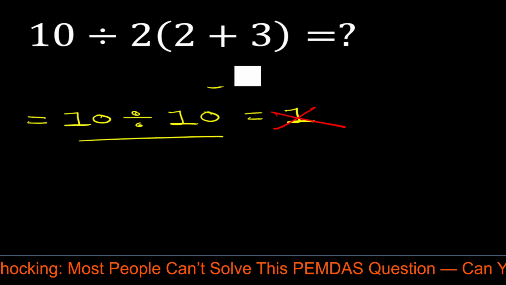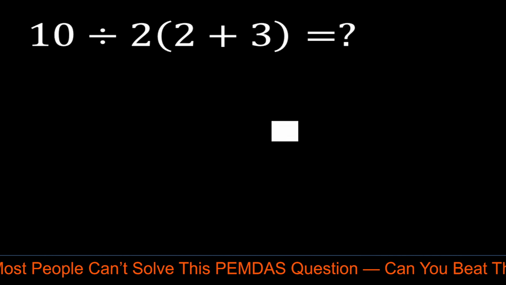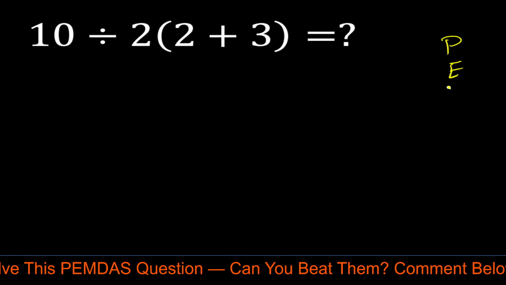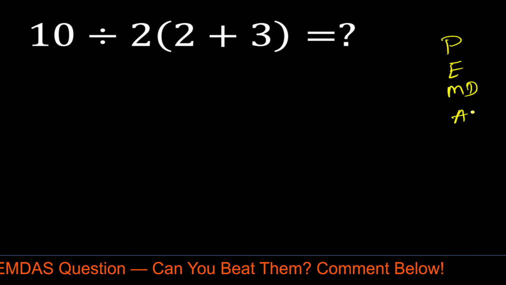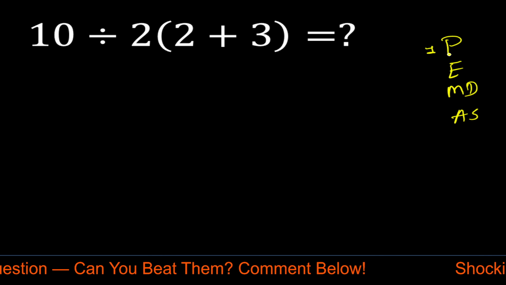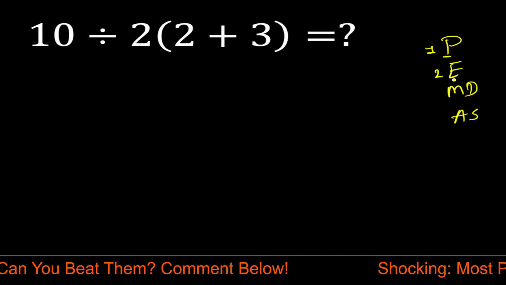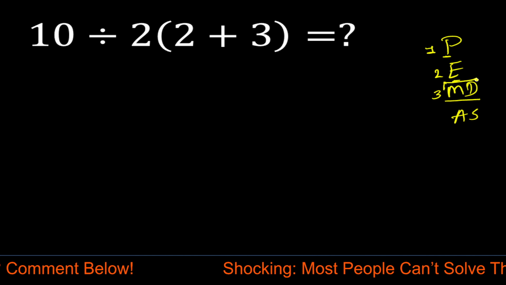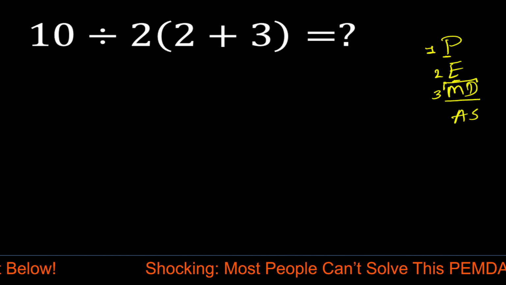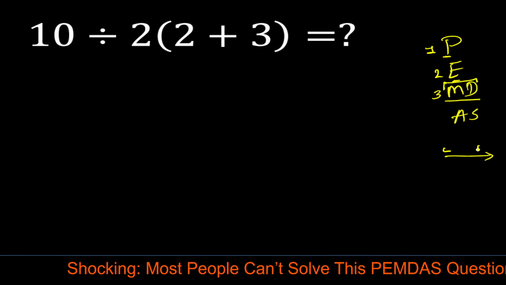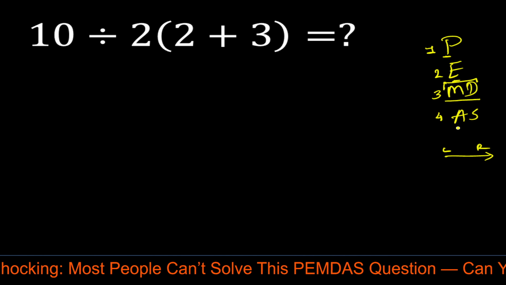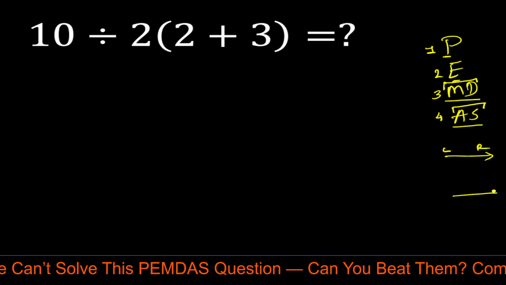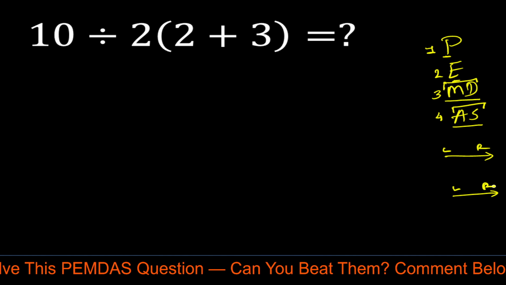So now let's solve this problem correctly by using the PEMDAS rule, right? According to the PEMDAS rule, first priority is parentheses, then second priority is exponents, then third priority is multiplication and division. Here multiplication and division both have equal priority, so we have to solve it from left to right. Then fourth and last priority is addition and subtraction. Also addition and subtraction both have equal priority, so we have to solve it from left to right.